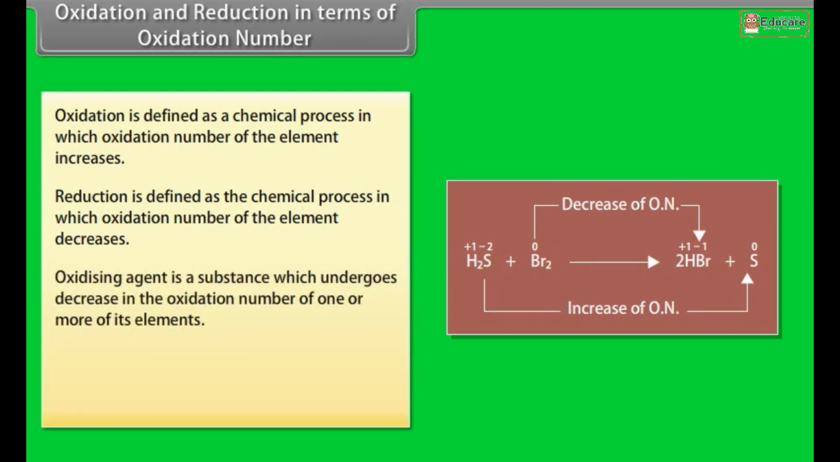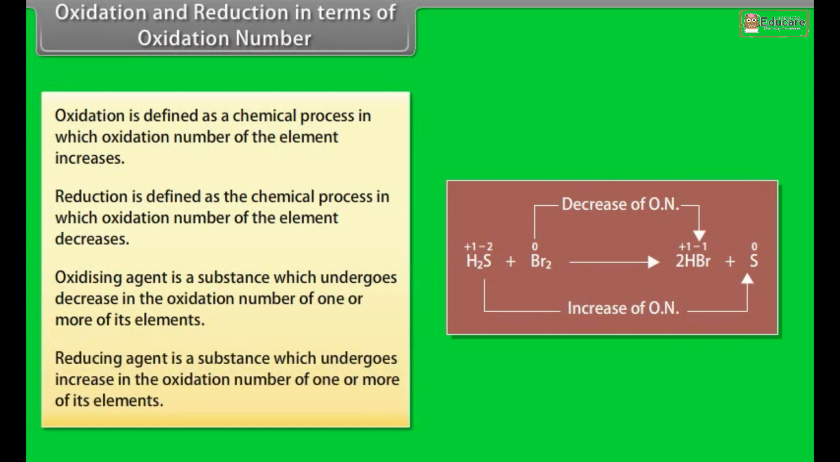An oxidizing agent is a substance which undergoes a decrease in the oxidation number of one or more of its elements. A reducing agent is a substance which undergoes an increase in the oxidation number of one or more of its elements. In this example, H2S is the reducing agent, while Br2 is the oxidizing agent.